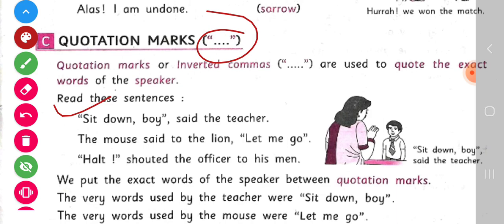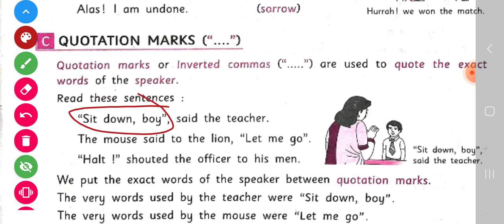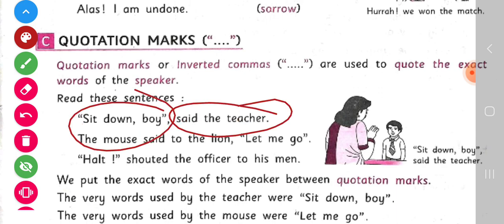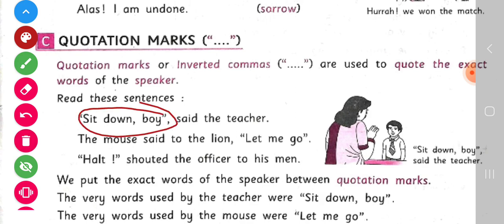Now read the sentences. Sit down, boy, said the teacher. Now here in the sentence, the teacher is saying that sit down, boy. It means these words are being said by the teacher. So these words will be in inverted commas, because these exact words are being said by the teacher. Because the teacher is saying these exact words.